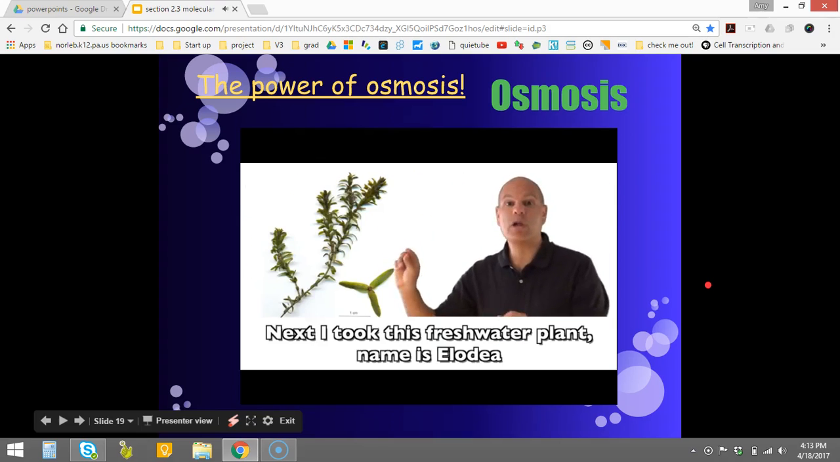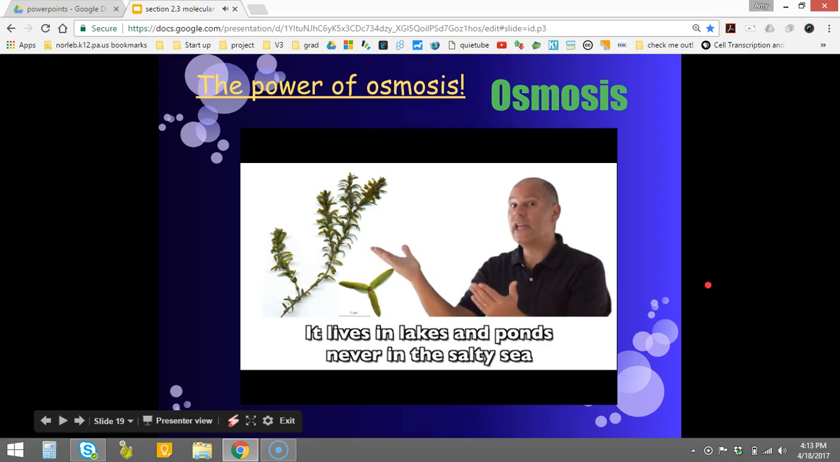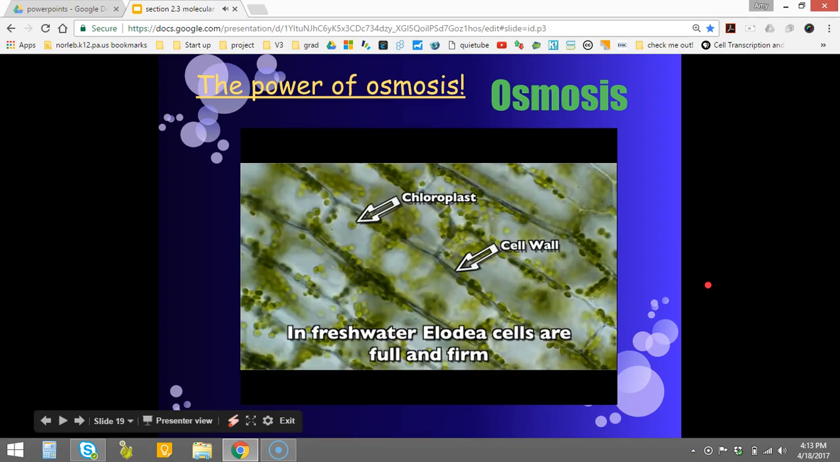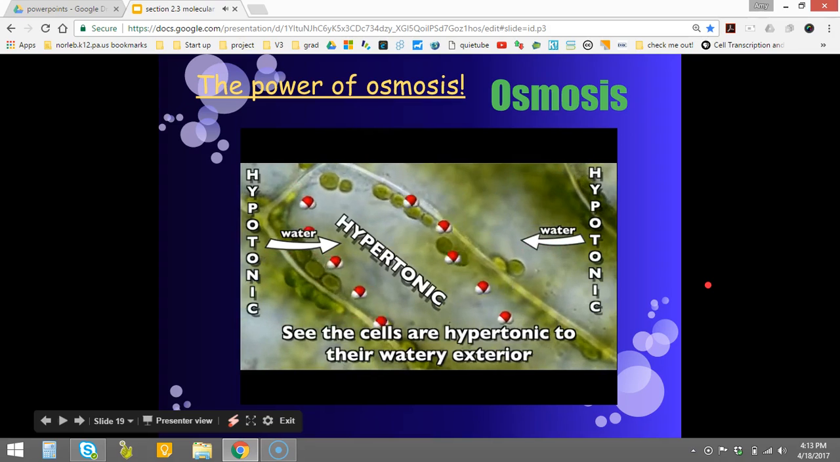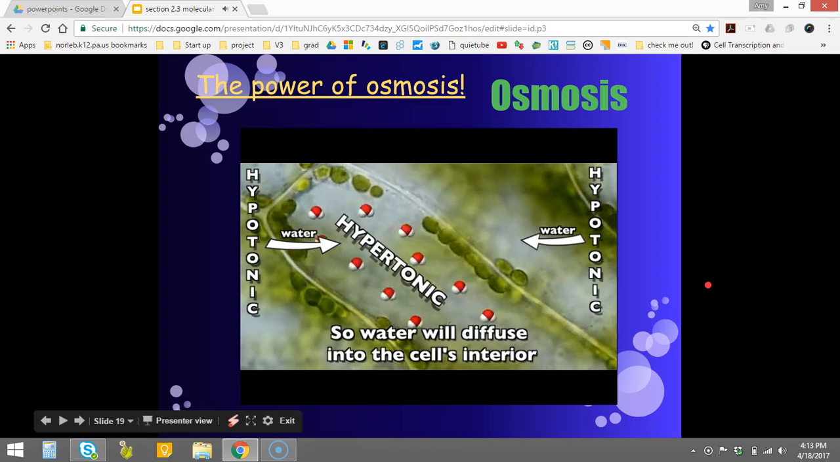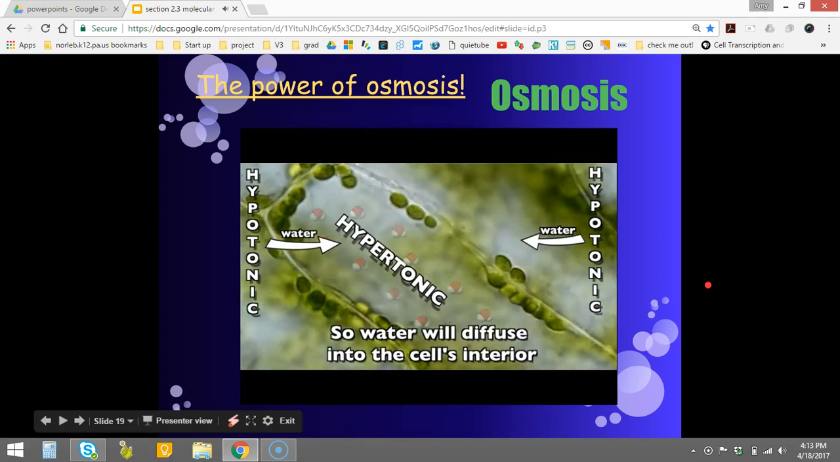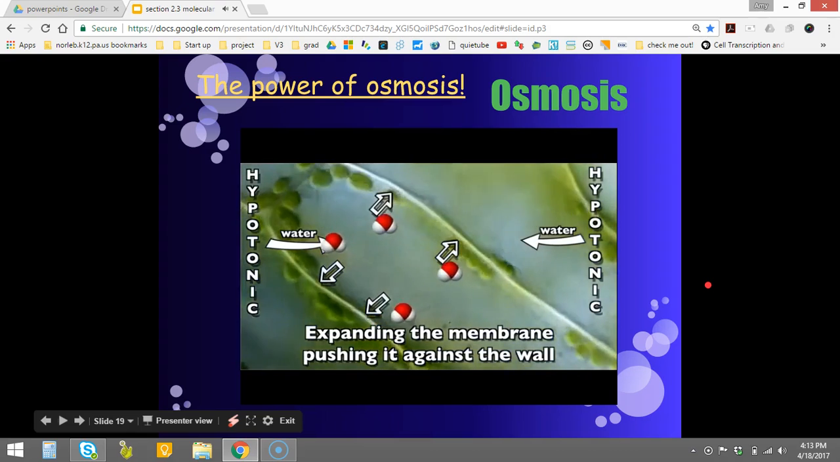Next I took this freshwater plant, named as Elodea. It lives in lakes and ponds, never in the salty sea. In freshwater, Elodea cells are full and firm. It's all about osmosis, as we're gonna confirm. See, the cells are hypertonic to their watery exterior, so water will diffuse into the cell's interior, expanding the membrane, pushing it against the wall.